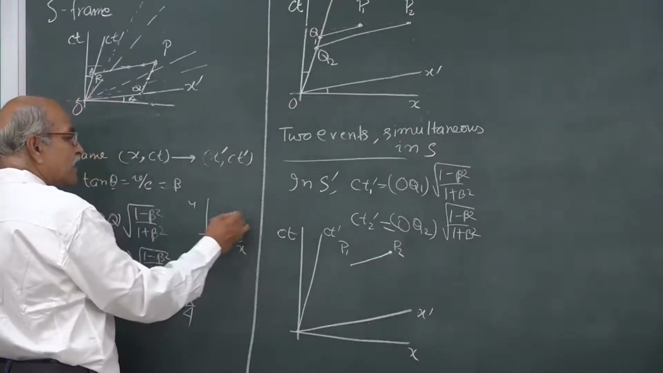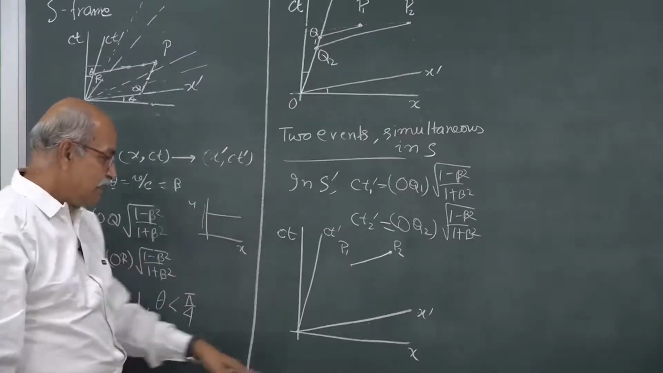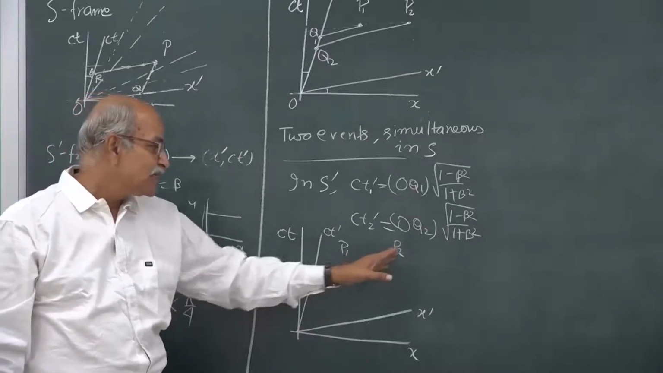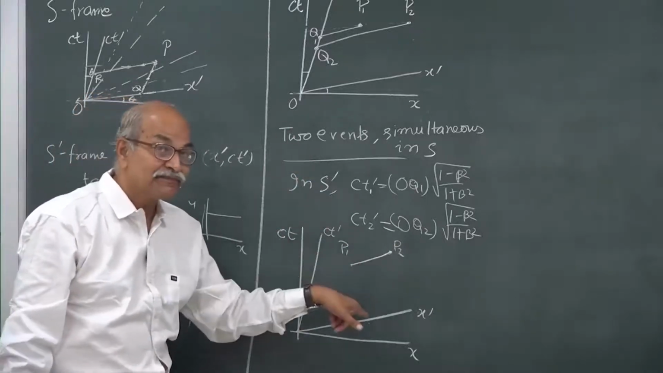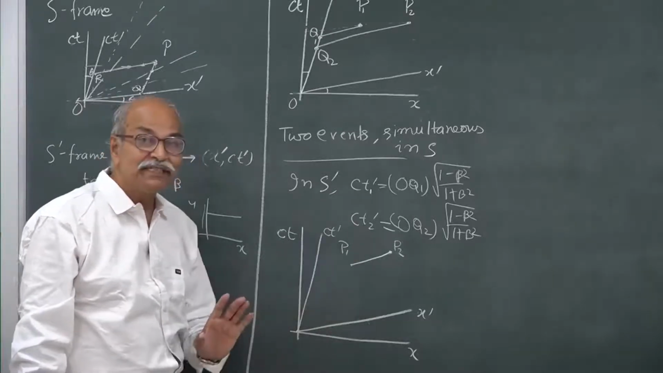If you are moving parallel to x axis, your y does not change. Similarly, if you are moving parallel to x prime, your t prime does not change. So, these two events are simultaneous in S prime. So, t prime for this event is same as t prime for this event.